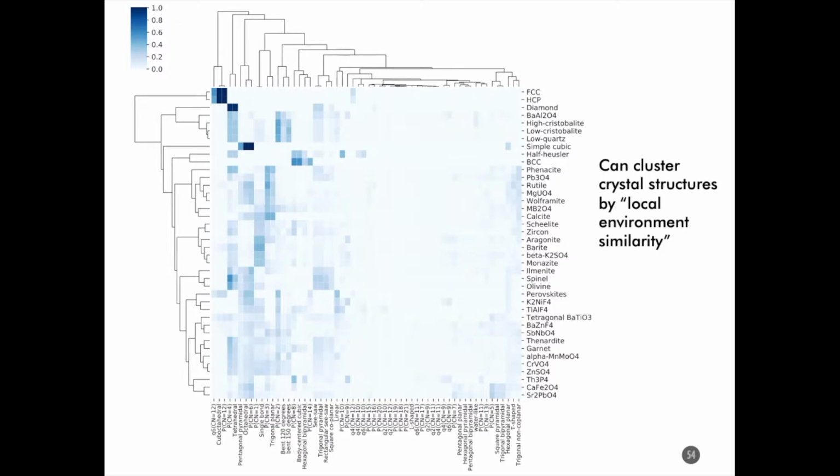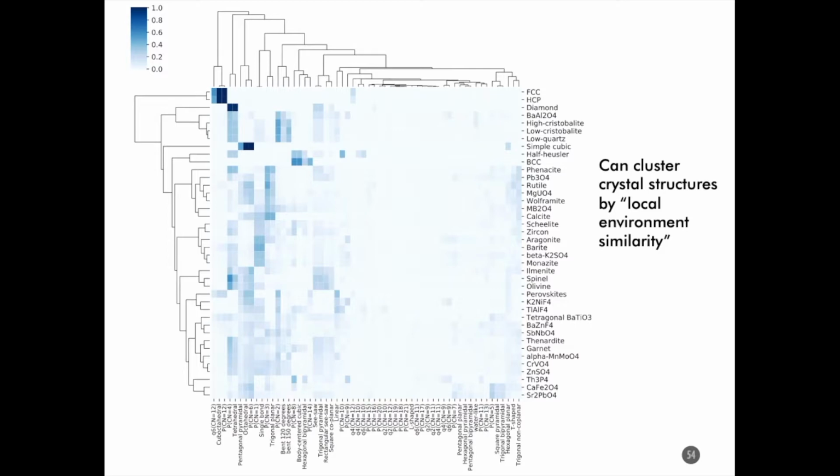These diamonds, barium aluminate, and chrysobolite and quartz structures, these are all very tetrahedral compounds, and they're all clustered together as well. Spinel and olivine are known to be really similar to one another, and they actually have lots of phase transitions between the two, and they're also clustered together as well on this diagram. So you can start to redraw these crystal structure families, which is typically done using global symmetry features, but by using local features, and we're starting to get some interesting results coming out of that.